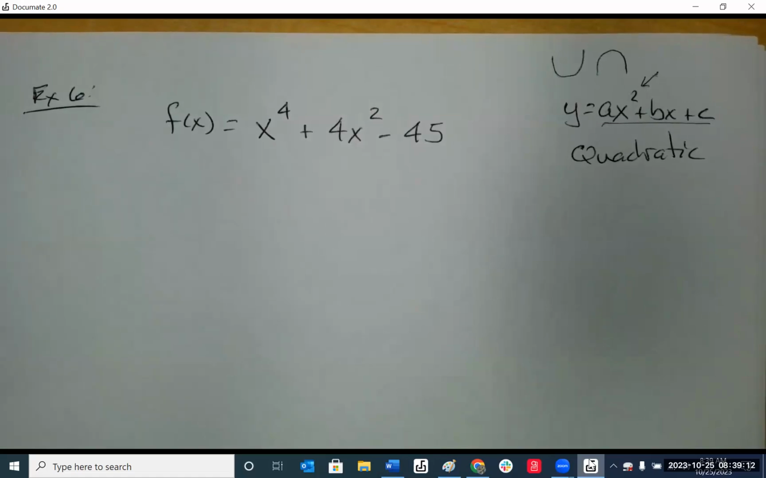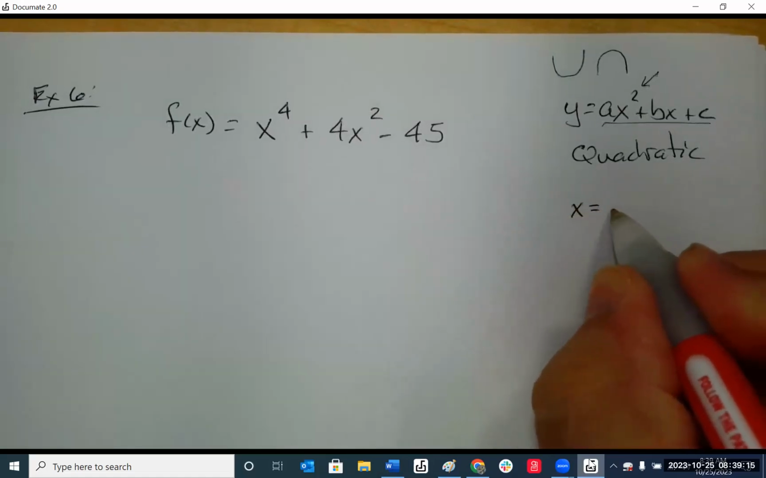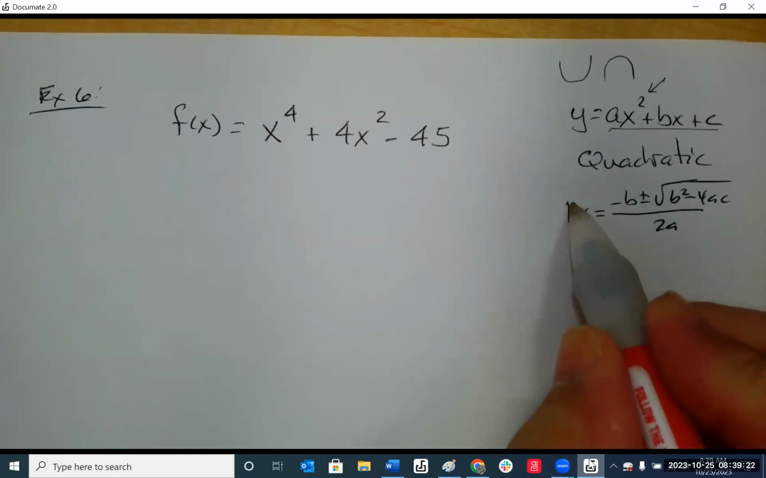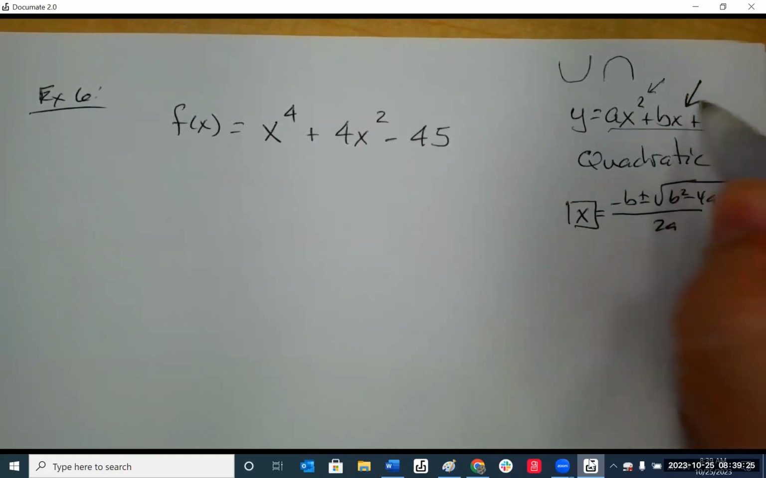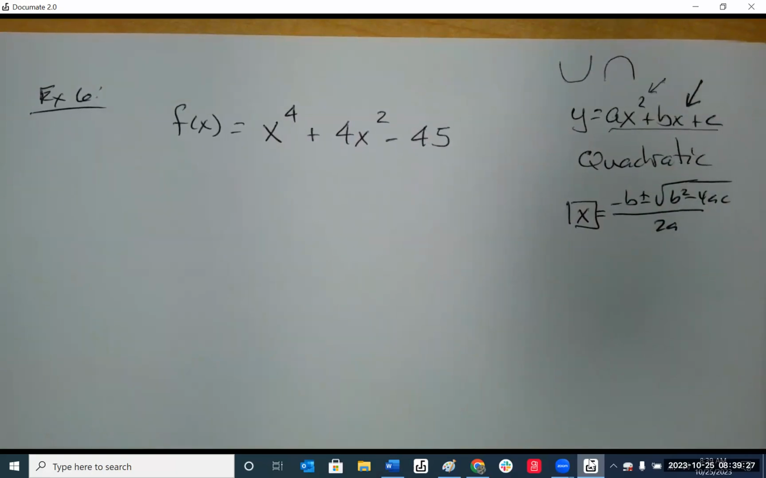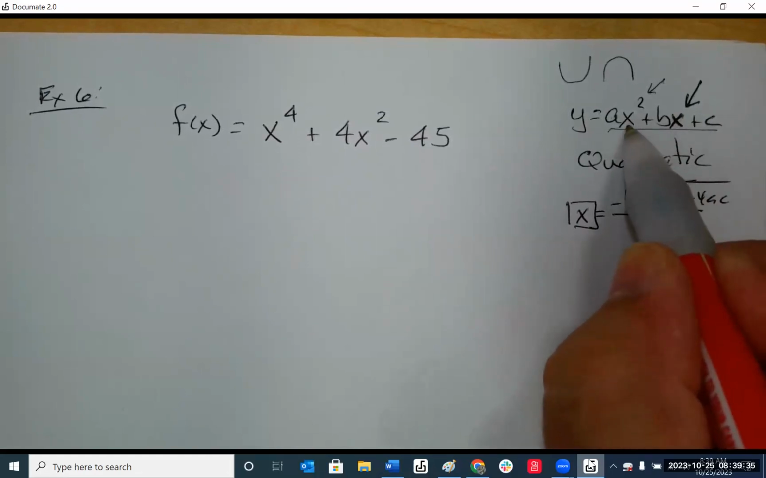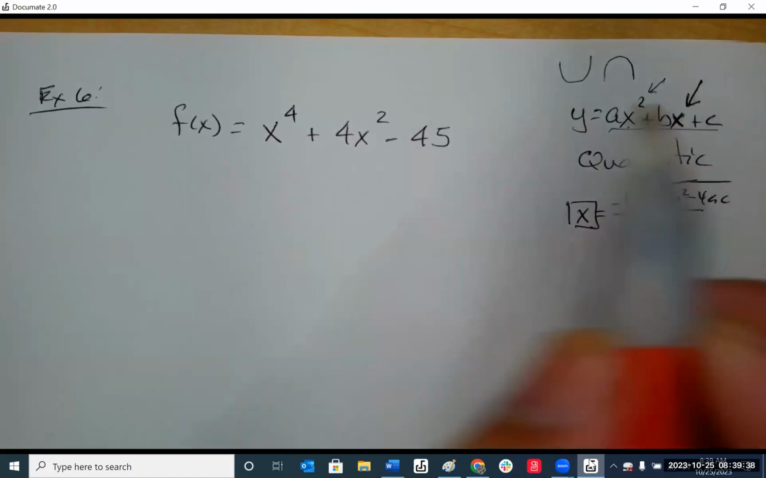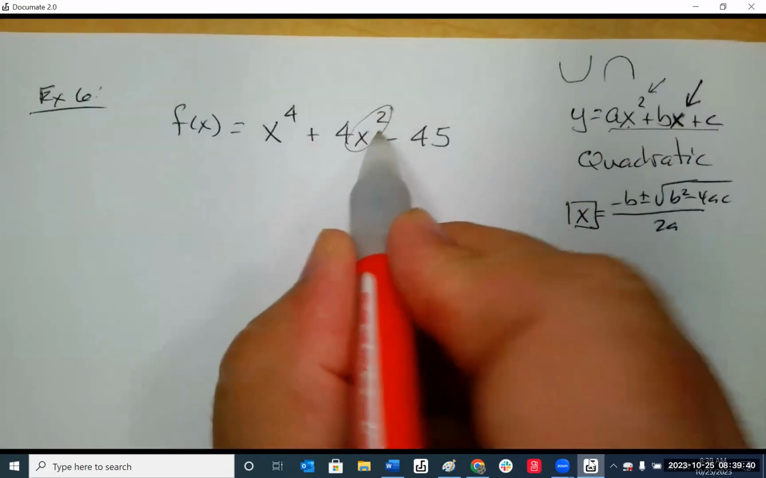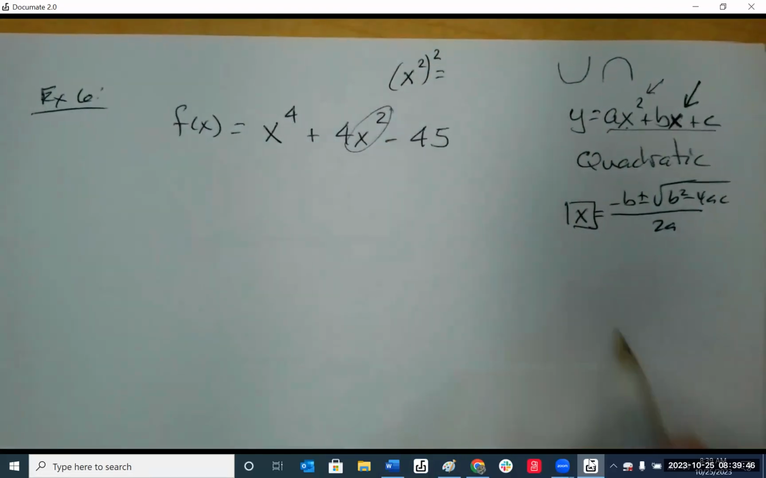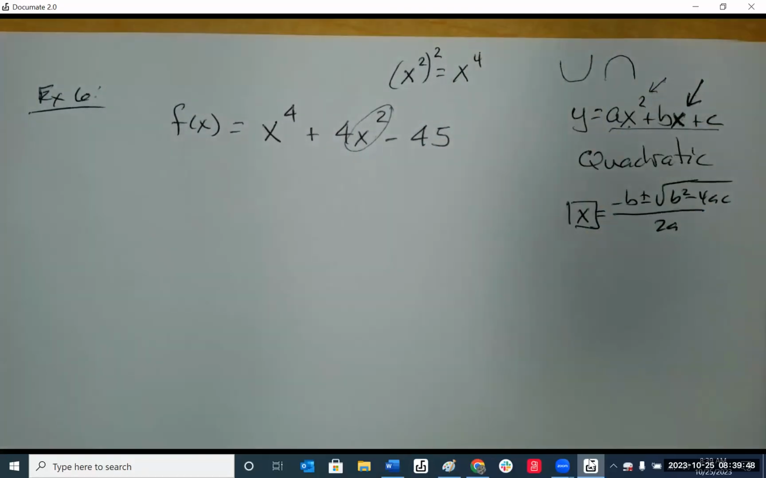Because you remember in the quadratic formula where we had x equals negative b plus minus the square root of b squared... over 2a? Whenever you solve equations, we're solving for the middle term. And we know this is quadratic because if we take the middle term and square it, do we get the first term? Yes. So if we had x squared and we squared it, we would get x to the fourth.